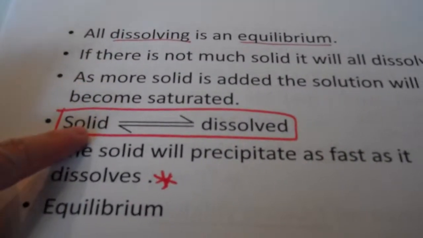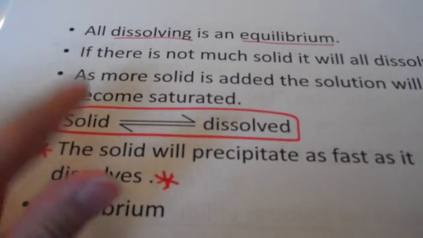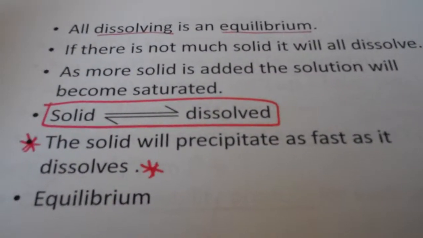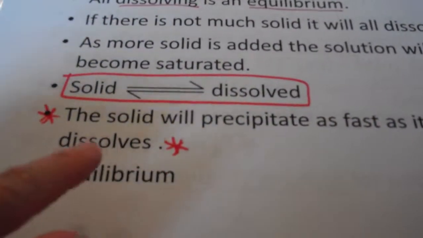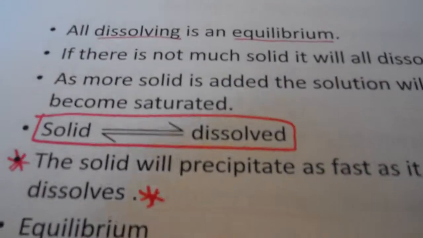So the solid goes back and forth between being dissolved and being a solid. The solid will precipitate just as fast as it dissolves. This is an equilibrium. It's where it's going back and forth at an equal rate.